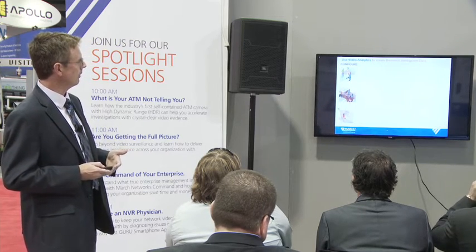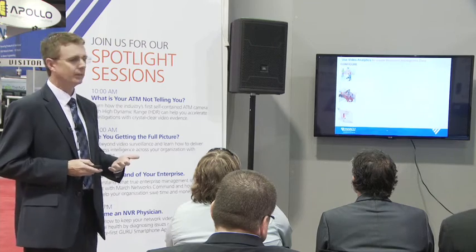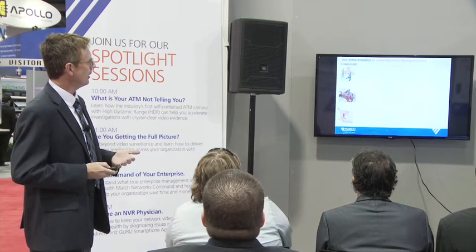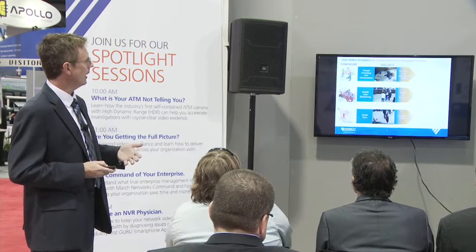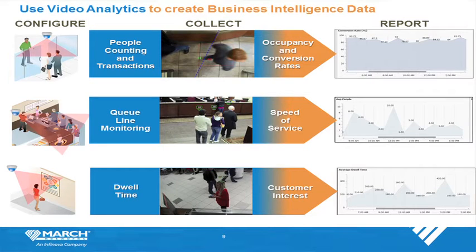So the first thing is I'm going to take a camera, and that camera is going to have some video analytics in it, and I'm going to take that information, like people counting and transactions, and convert that into occupancy and conversion rates. And I'm going to take the queue line monitoring and convert that to speed of service. And I'm going to take the dwell time and turn that into customer interest. All those three things are information that people want, but how do they want to see it?